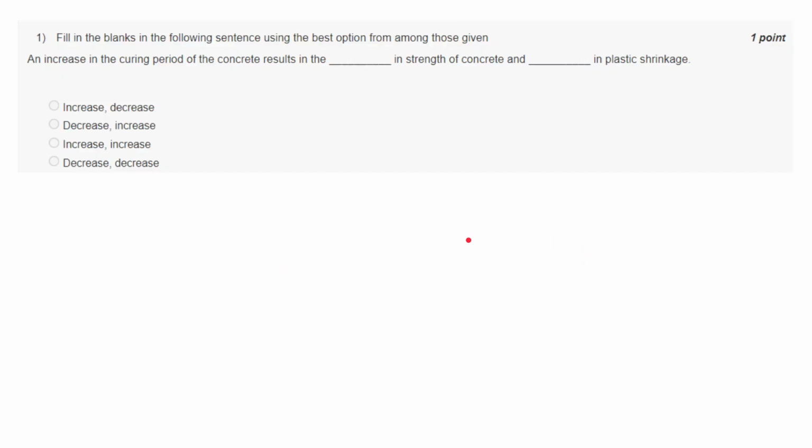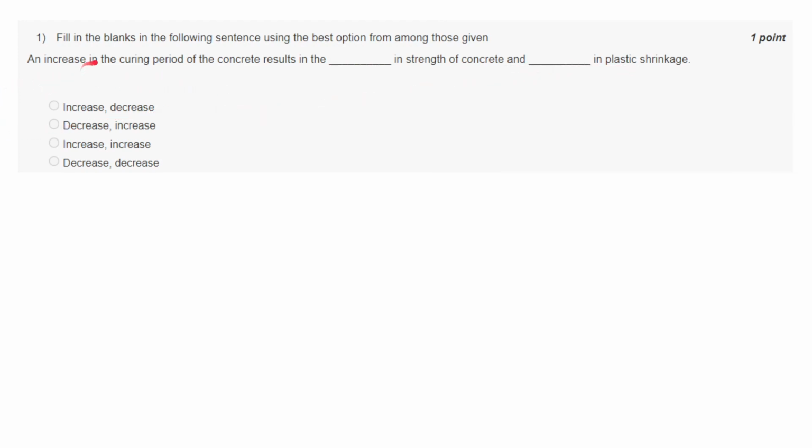Now let us briefly go to some of the problems related to this week's course. Firstly, let us see this question. Fill in the blanks in the following sentence using the best option from among those given. An increase in the curing period of the concrete results in dash in strength of concrete and dash in plastic shrinkage.